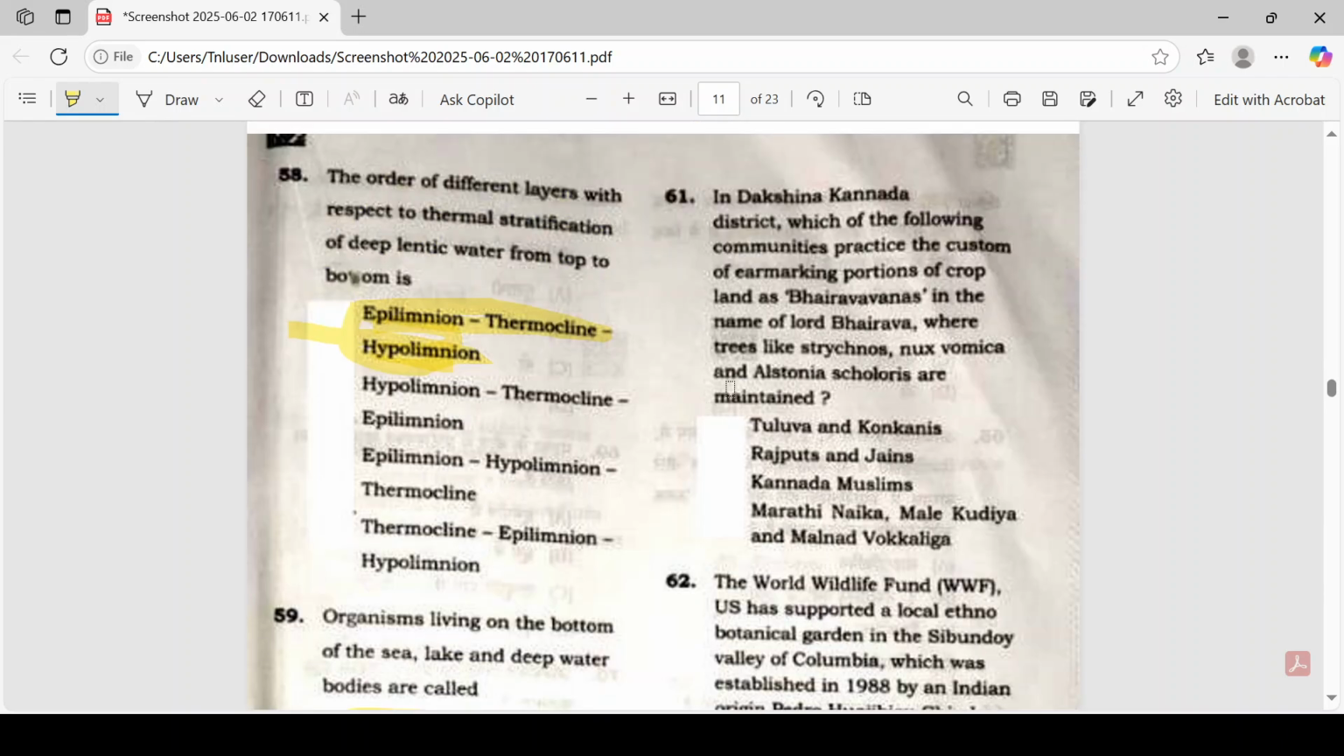Let's move to question number 61. In Dakshina Kannada district, which of the following communities practice the custom of earmarking portions of cropland as a Bhairavanas in the name of Lord Bhairava, where trees like Strychnos nux-vomica and Alstonia scholaris are maintained? So the correct answer to this question will be option number D, everyone. Alright, Marathi Naika, Melkudia, and Malnad Vokkaliga.